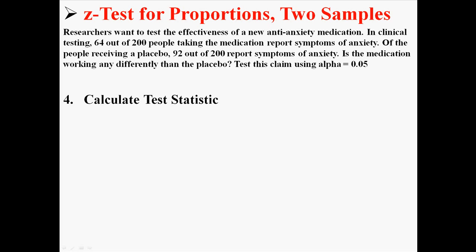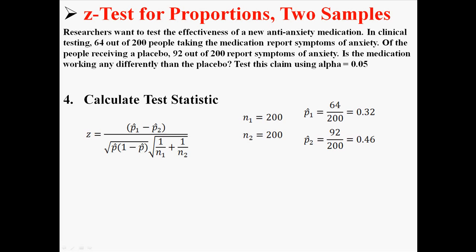Now actually calculating the test statistic. This is the equation for calculating a z when testing for two proportions. Now, we already know a lot of this stuff. We know that the sample size of both N1 and N2 is 200, and we know the two proportions we're dealing with. We're dealing with 64 out of 200 and 92 out of 200. So we have most of the stuff that goes into that equation already. We just need to find out the pooled proportion.